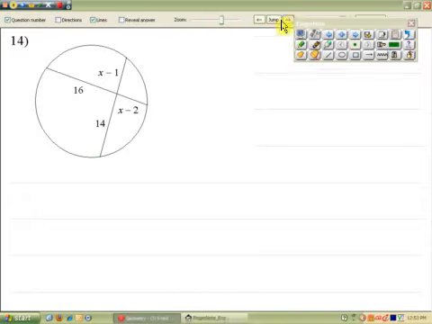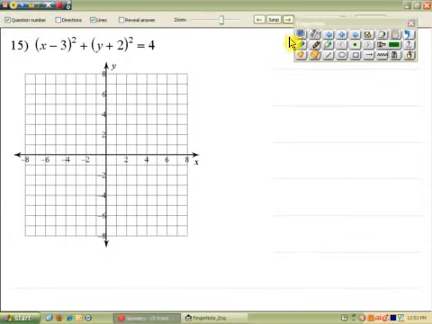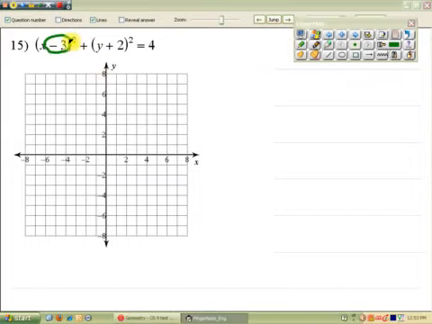Now for 15 and 16, it's the same type of problem. So I'm just going to do 15 here. My center comes from the opposite of this number and the opposite of this number. So my center is 3, negative 2. Okay? That's here. And my radius is the square.